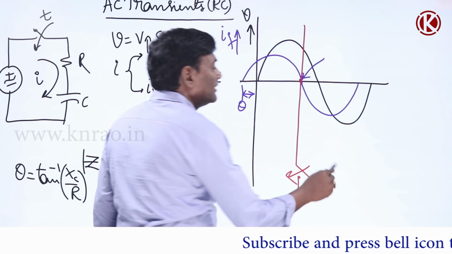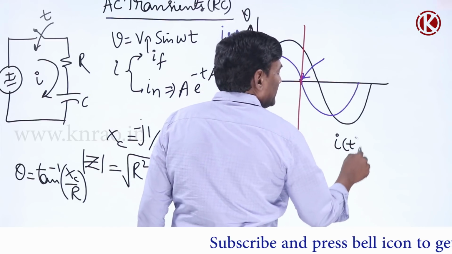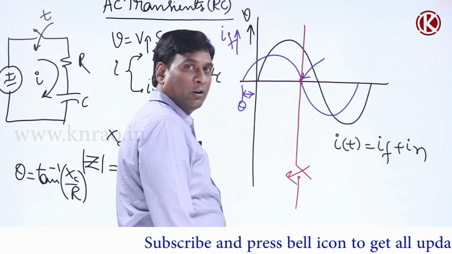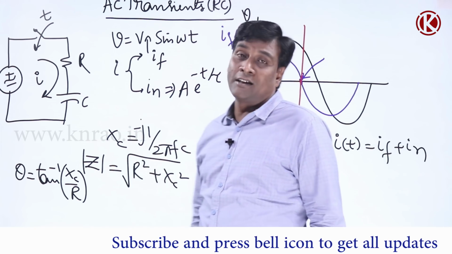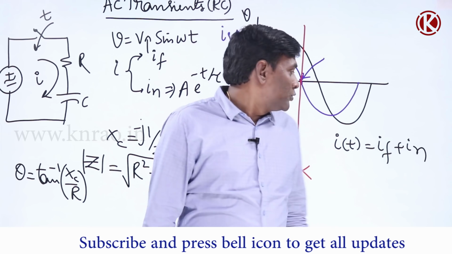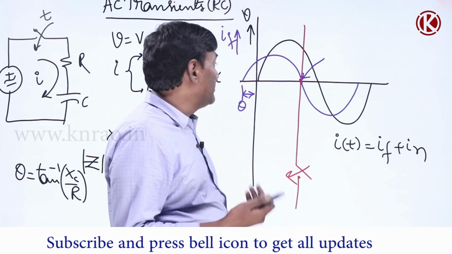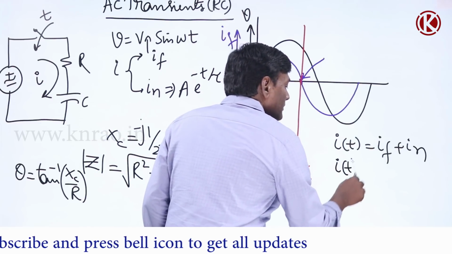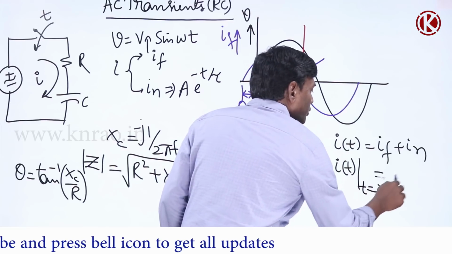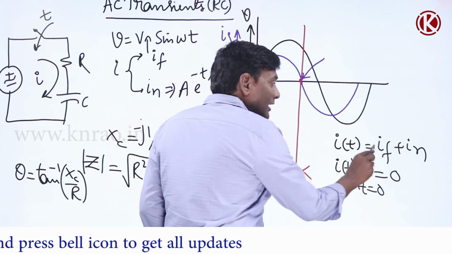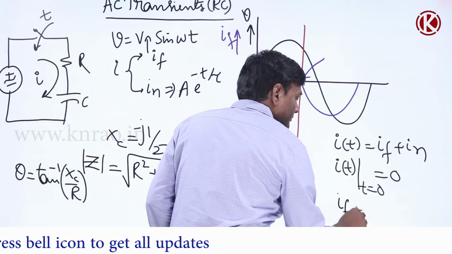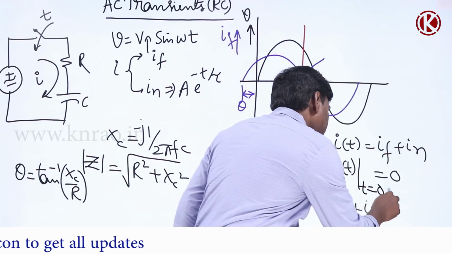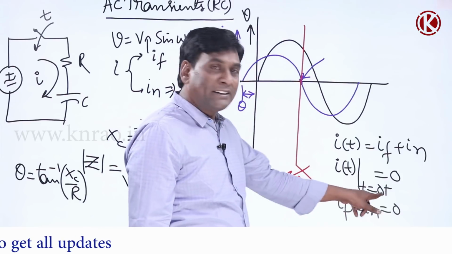What is the current actually here? So i(t) is going to be forced response plus natural response. Before closing the switch, how much was the current? 0. Immediately after closing the switch, current will be 0. So under that condition, i(t) for t equal to 0 is going to be 0. Forced plus natural should be 0 at t equal to 0 plus.